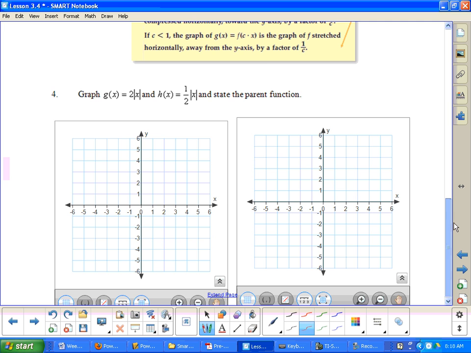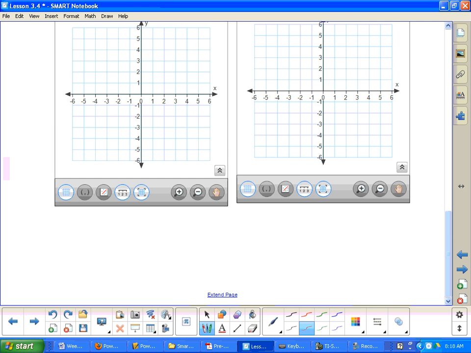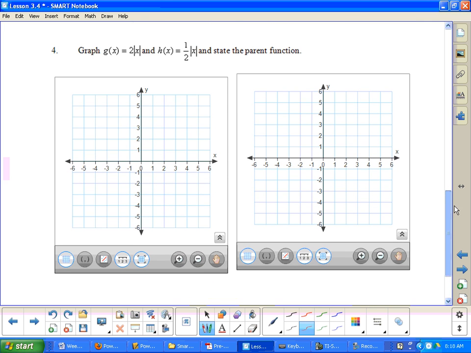All right, so let's look at the vertical first. We'll put all this stuff together for you. It says graph 2 times the absolute value of x. So let's look at the absolute value of x first of all then.